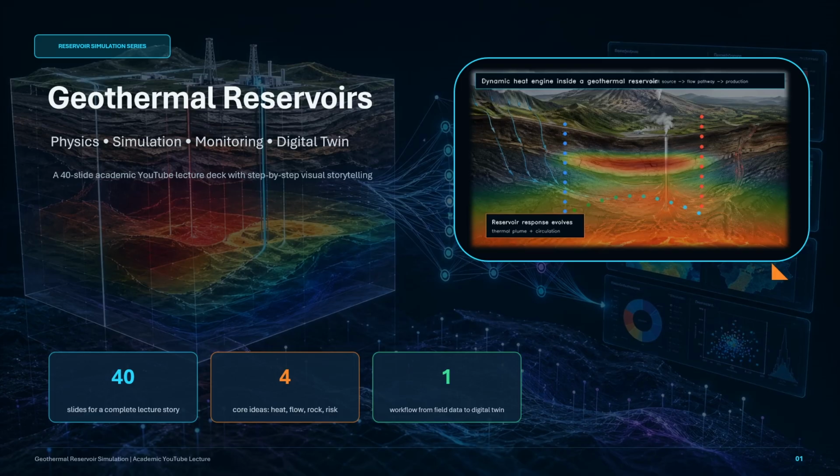Reservoir simulation gives us a scientific way to see the invisible subsurface and to make better decisions before expensive field operations begin. Today, we will build the story step by step. First, the reservoir concept. Second, the governing physics. Third, the numerical simulation workflow. And finally, how AI and digital twins can support safer and more sustainable geothermal development.